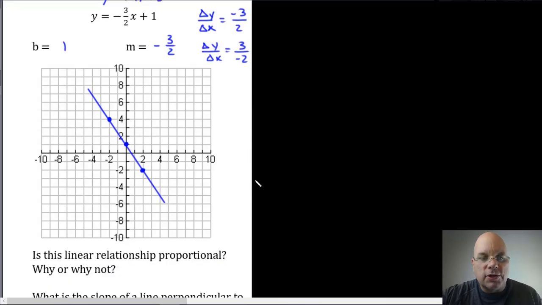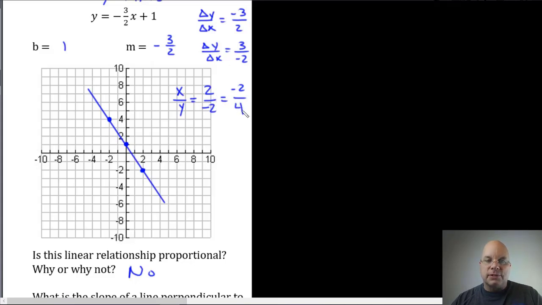The next question asks, is this linear relationship proportional? It does not pass through the y-axis, and so it is not proportional. And we can see that using the same method we used in the last problem. If I look at the ratio of x to y, using these 2 points, 2, negative 2, so when x is 2, y is negative 2, is that equivalent to this ratio, negative 2 x for y?